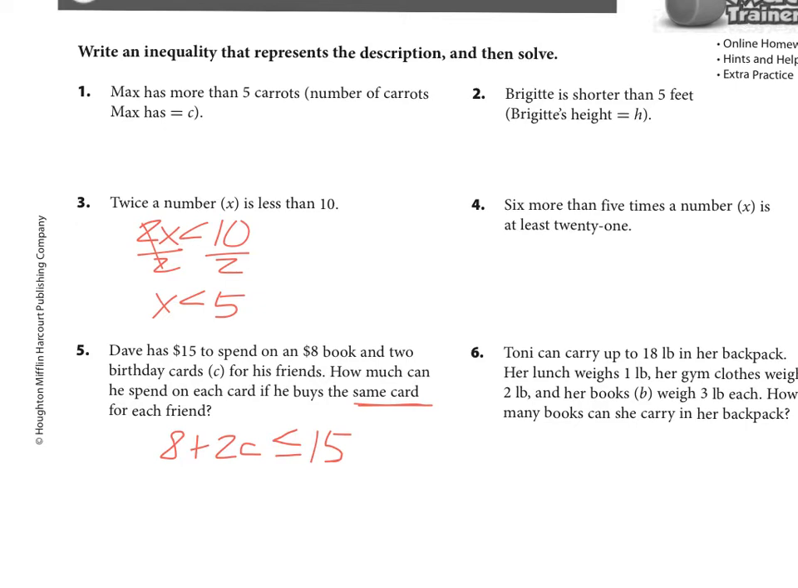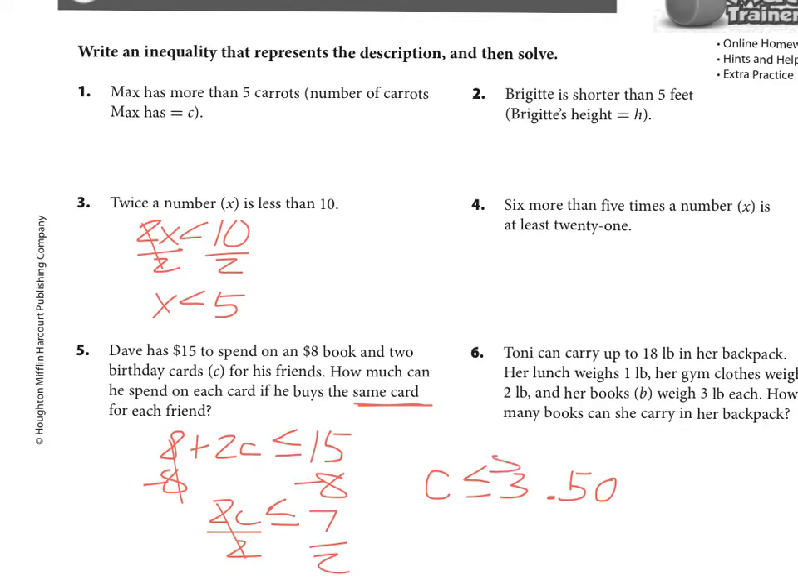Now we solve. So we subtract 8 from both sides. We get 2c is less than or equal to 7. Then we divide by 2. So c is less than or equal to 3.50. Make that decimal a little bigger. Now, remember, this is in the context of the cost of a card, so that means the card could be $3.50 or something less than that.